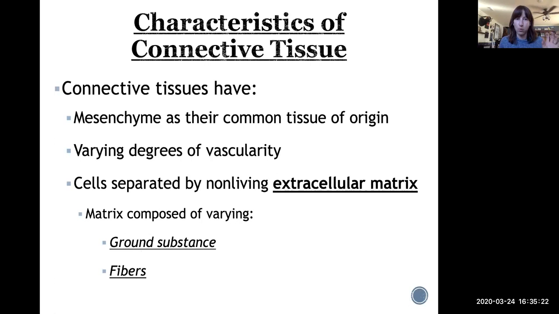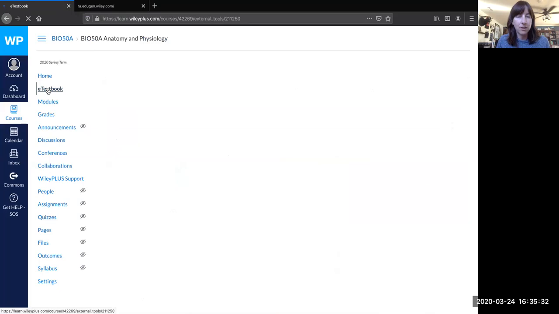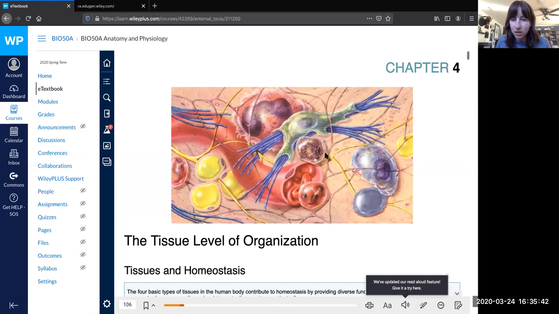So let me go back real quick to our text and show you that picture again. Nifty, nifty picture. I love how it remembers. Oh, so here it's like, check this one out. Connective tissue. Oh, also, here's our blood tissue as well.